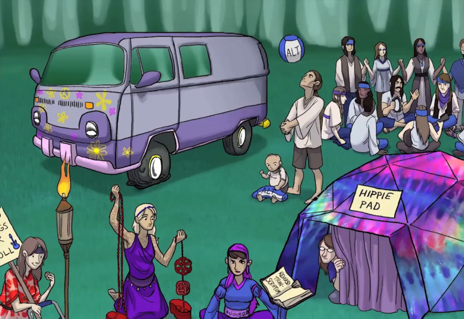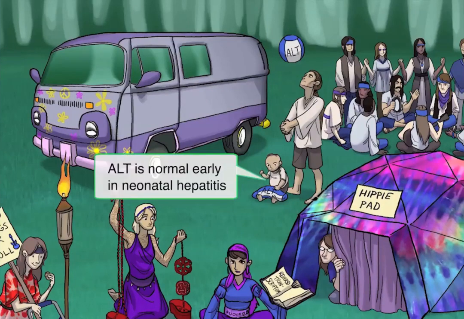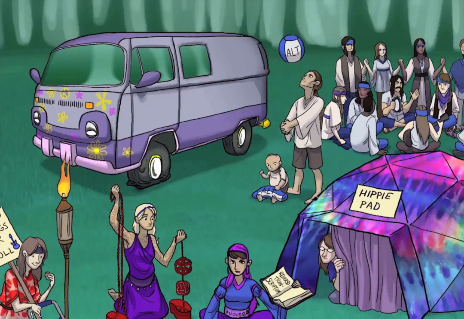This represents the initial phase of a perinatally acquired HBV infection, where although there are high levels of HBV replication, serum ALT concentrations are often normal. Again, that's just for neonatal hepatitis. Now let's go back to our hippie hippo van to talk about serologies.